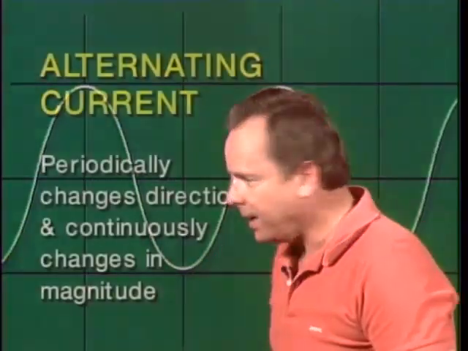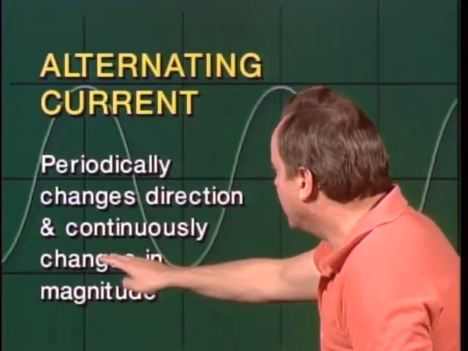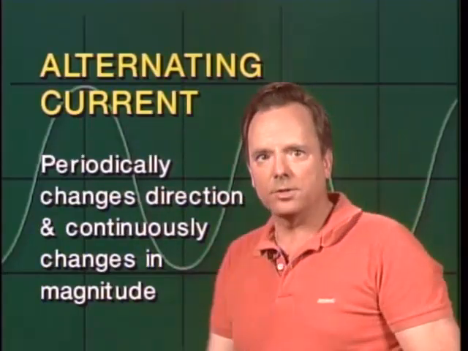Now, they're going to ask you on the test, how would you describe alternating current? Here's how you define alternating current. It's current that periodically changes direction and continuously changes in magnitude. And that's a picture of what alternating current looks like right there.